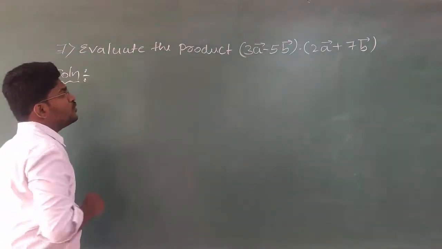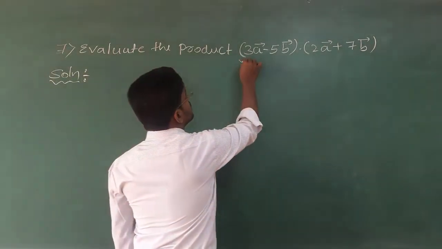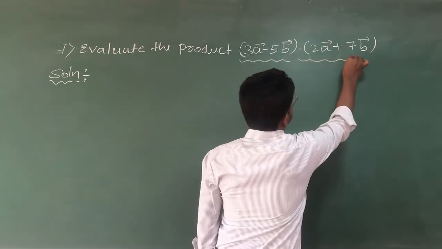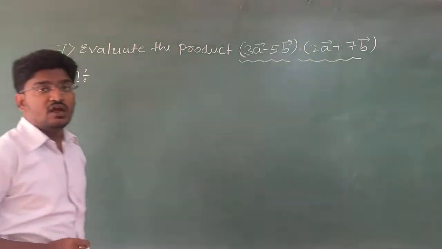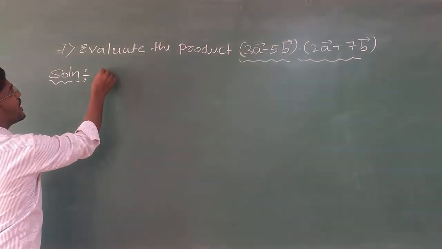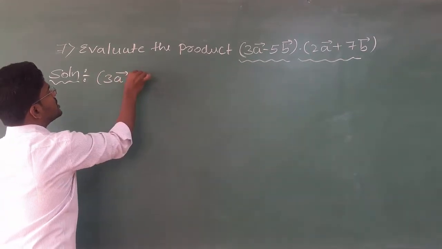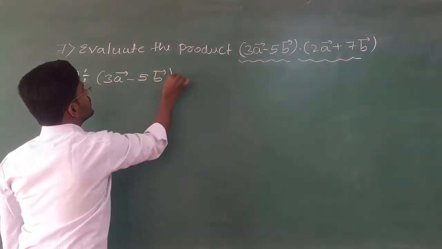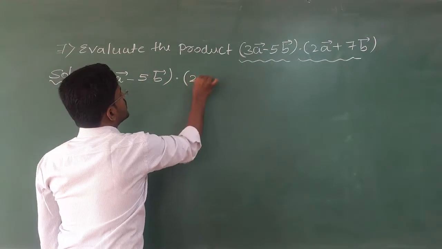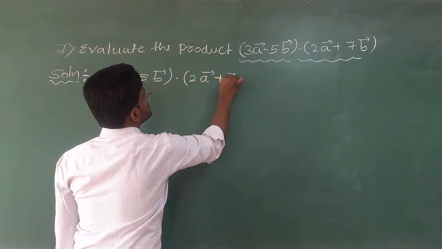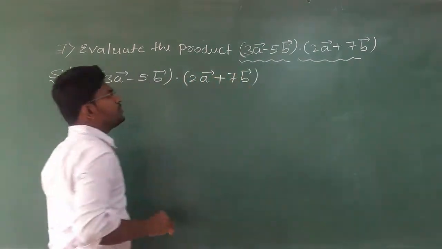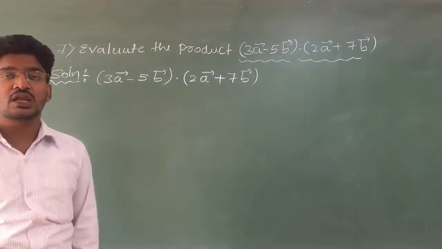Now let us move to the 7th problem, that is, evaluate the product of these two vectors. First I will write the given vectors: 3 vector A minus 5 vector B dot 2 times vector A plus 7 times vector B. So this is the given term.